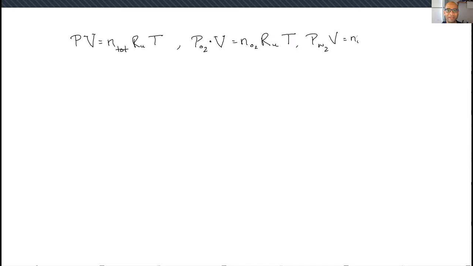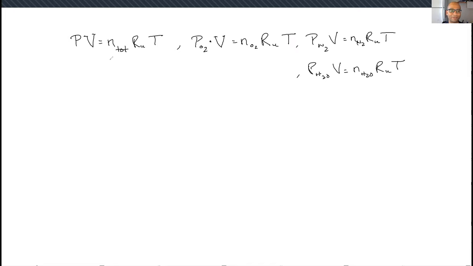Equal to N N2 R universal T. And the same thing applies for the water: P H2O times volume equals the number of moles of water times R universal T. There we go. So these four statements have to be true.